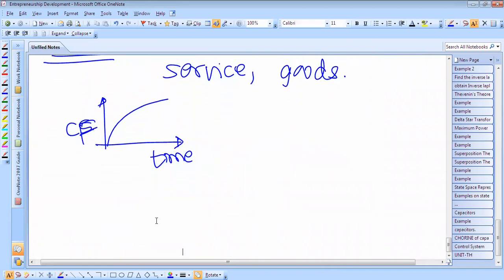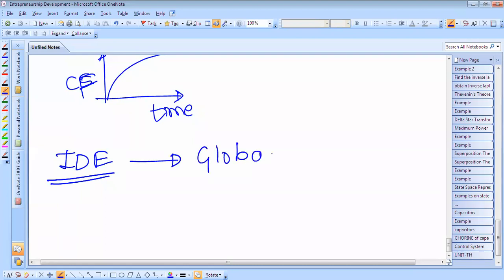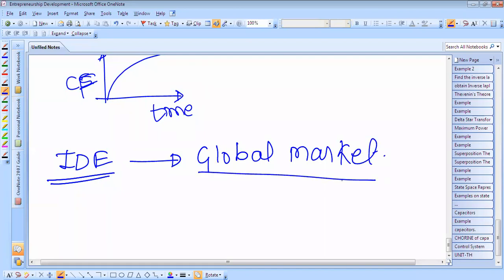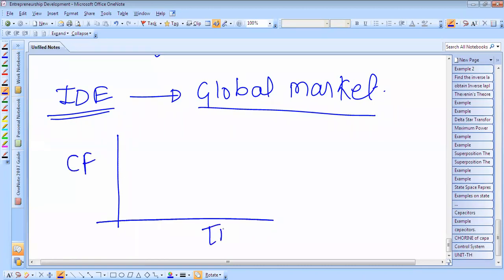But in the case of innovation driven entrepreneurship, that is called IDE. This is the innovation driven entrepreneurship. Innovation driven entrepreneurs are looking for the global market. They never look for the local market. They always look for the global market, and therefore the cash flow for this innovation driven entrepreneurship with time will be like this.